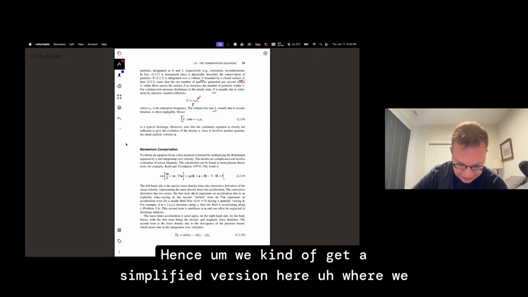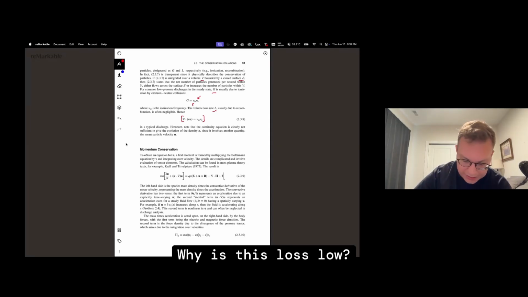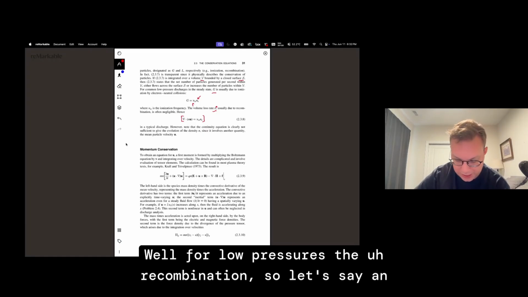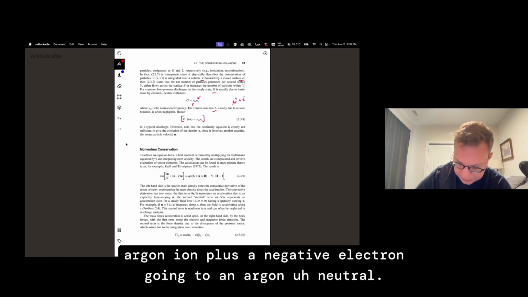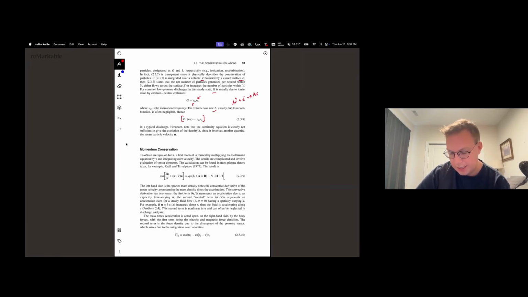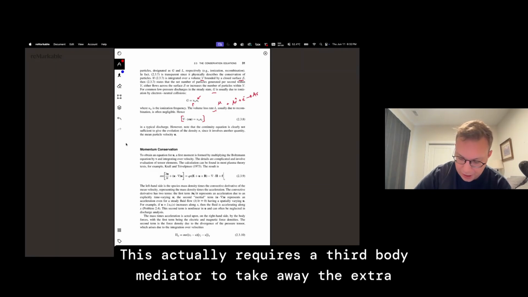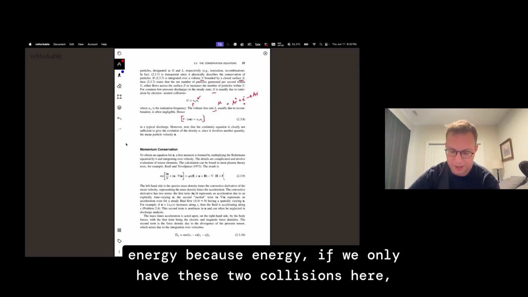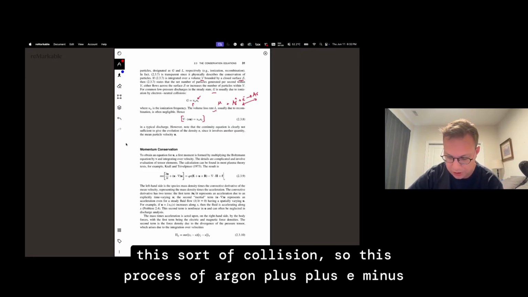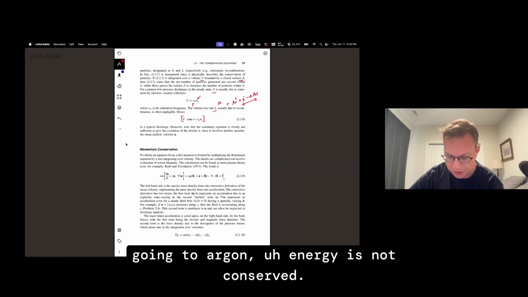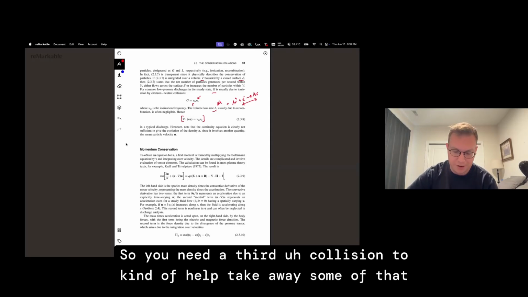Hence, we get a simplified version here where we only have one gain term. Now, why is this loss low? Well, for low pressures, recombination, so let's say an argon ion plus an electron going to an argon neutral, actually requires a third body mediator to take away the extra energy, because if we only have these two particles colliding, in this process of argon ion plus e minus going to argon, energy is not conserved. So you need a third collision to help take away some of that energy.